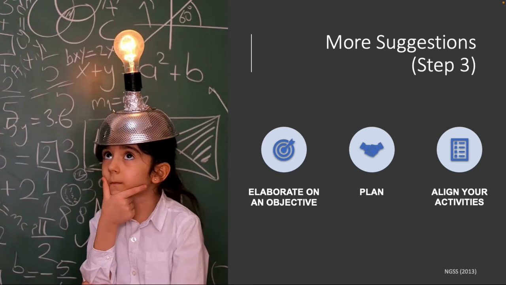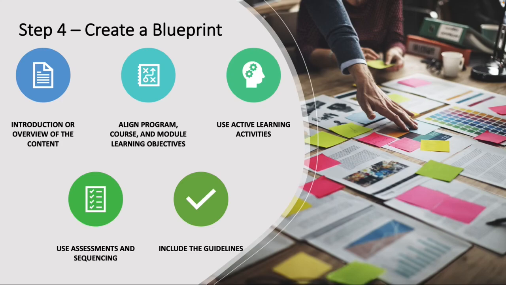Plan. Align your activities. Step 4 is about creating a blueprint or a plan that includes the following elements: an introduction or overview of the content for each module, align program, course, and module learning objectives, use active learning activities, assessments, and include the guidelines, use assessments and sequencing, as well as consider accessibility. Include the guidelines like detailed instructions, rubric, and checklists.